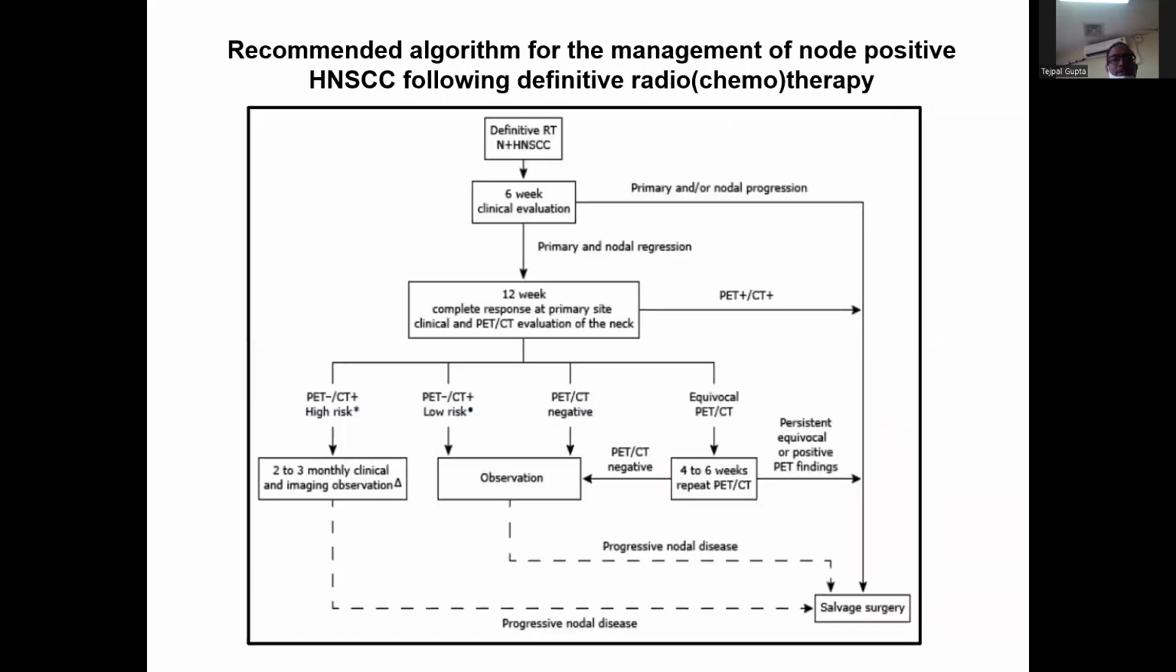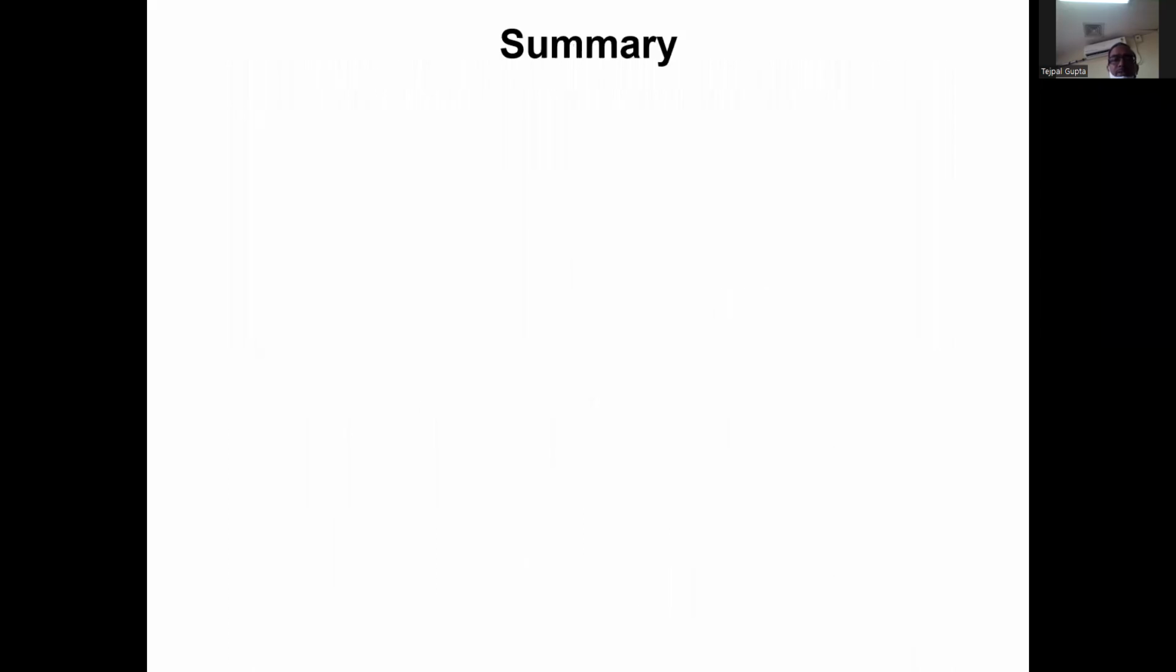To end, this is the recommended algorithm for management of node positive head and neck cancer following definitive chemoradiotherapy. You do a clinical evaluation at 6 weeks, a PET CT at 12 weeks, and depending on the PET, you use one of the criteria, basically either NIRADS or CEDU or the Hopkins criteria. You can decide to do an interval PET CT if you're not very convinced that there is residual disease, and then take your decision based on the interval PET CT rather than the first post-treatment response PET CT.